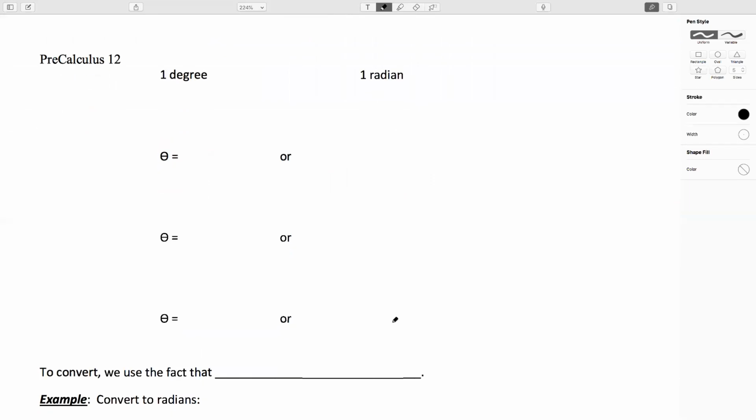So let's compare a degree to a radian. A degree is like a very, very thin slice of the pi. So a degree is going to be something like that, compared to a radian, which is going to be something like that. And let's talk about some situations. We'll talk about a whole circle, half a circle, and a quarter of a circle.